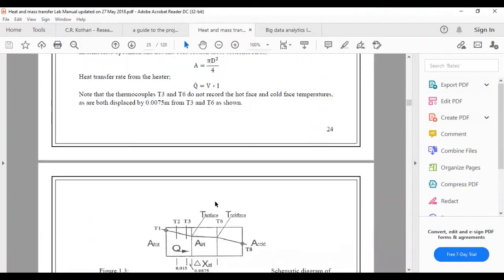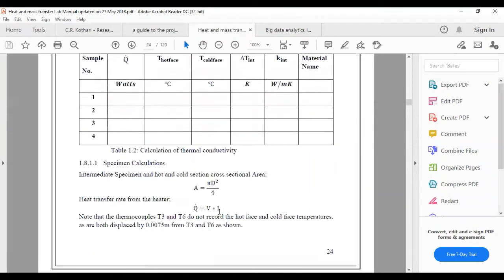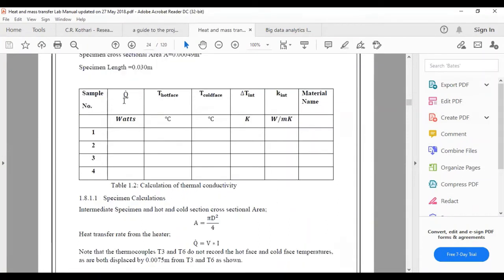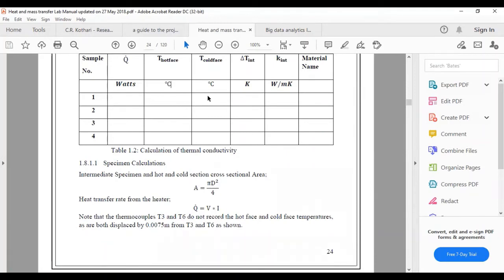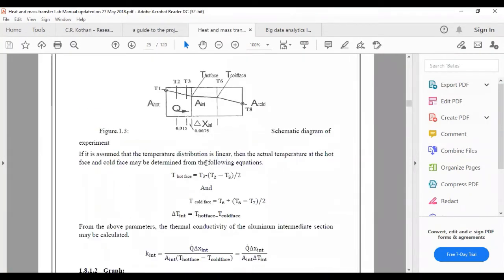So for the Q, we have the formula that is equal to V into I. So we will use this formula V into I to get the values of this Q in this table. And for T hot phase and T cold phase, for T hot phase, we have the formula T3 minus inside bracket T2 minus T3 over 2, and for cold phase we have the formula T6 plus inside bracket T6 minus T7 over 2. So these are values for temperature T1, T2, T3, T6, T7. These are all given.